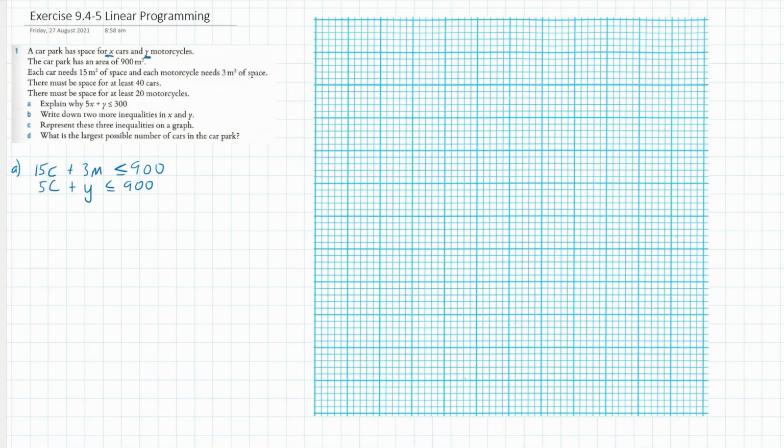And it says x cars and y motorcycles. So let's just switch those variables there. So that will be x, and we're going to switch the motorcycles to y. Okay, so that will be that. So we've proved the first. And we've got to divide the 900 by 3 as well. So obviously that's going to be 300. So we've proved that first one.